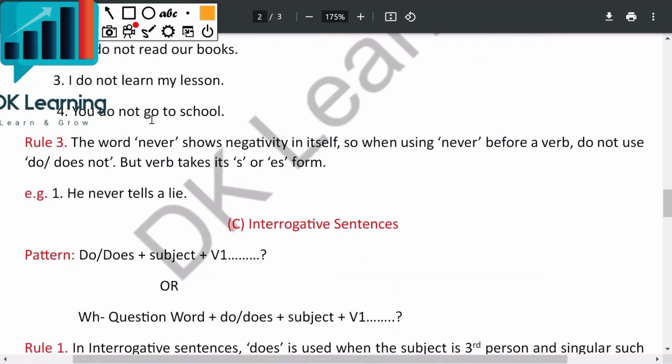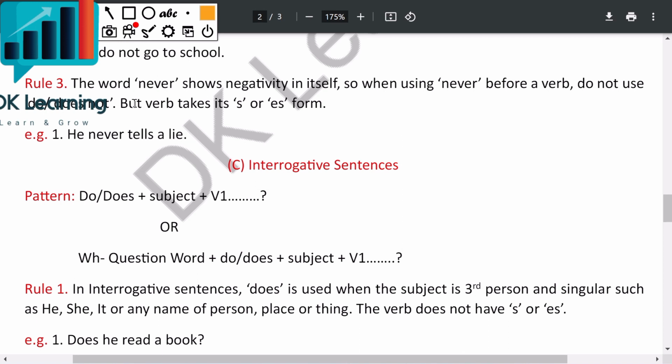There is a third rule here. The word never shows negativity in itself. So when using never before a verb, do not use do or does not, but verb takes its s or es form. For example, he never tells a lie.